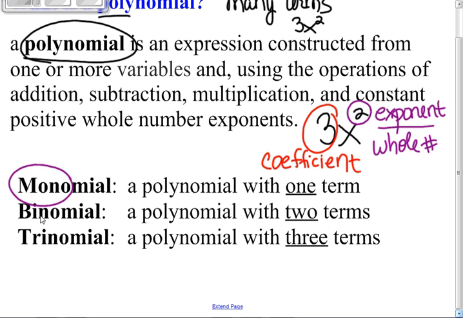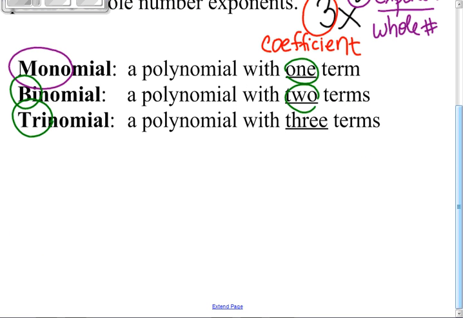Okay, you guys, what does bi mean? Two. That means it has two terms. Trinomial, three terms. What would you call four terms? A quadrinomial. Okay. The most common ones are the monomials, binomials, trinomials. We're going to be dealing with these guys.